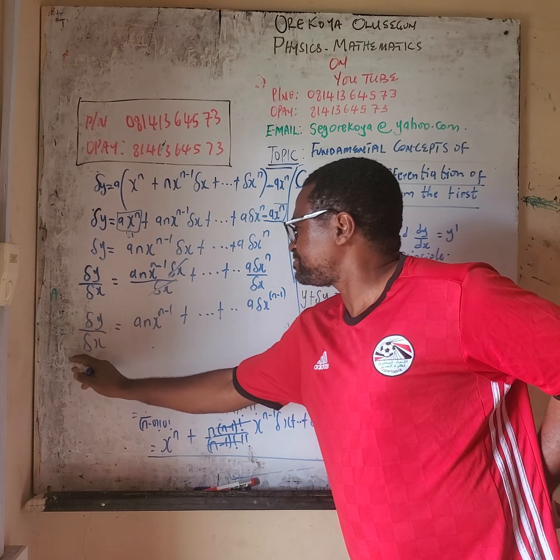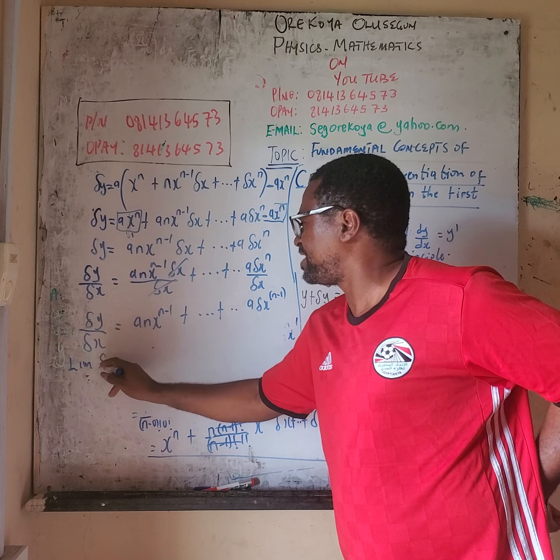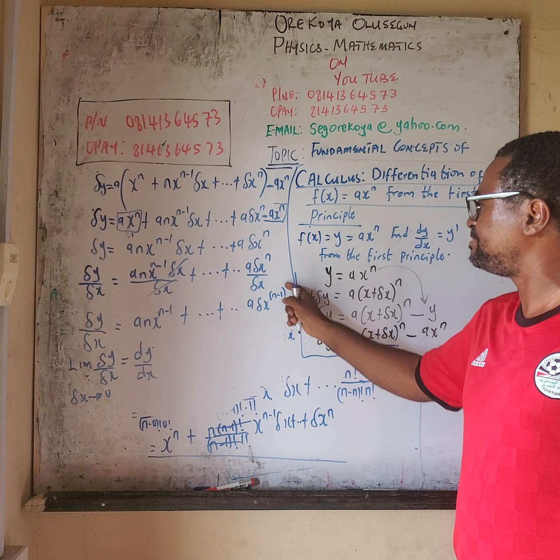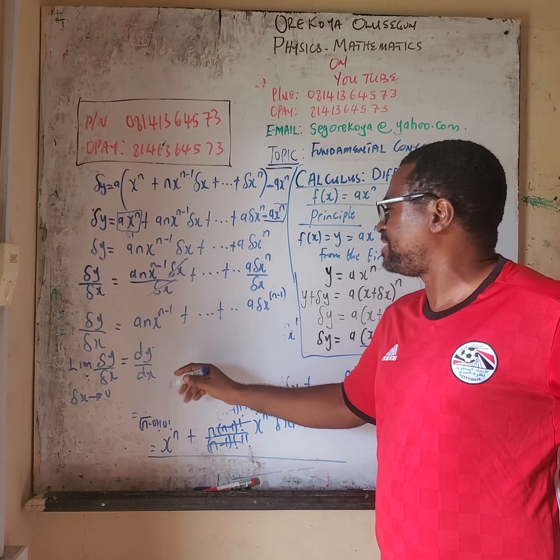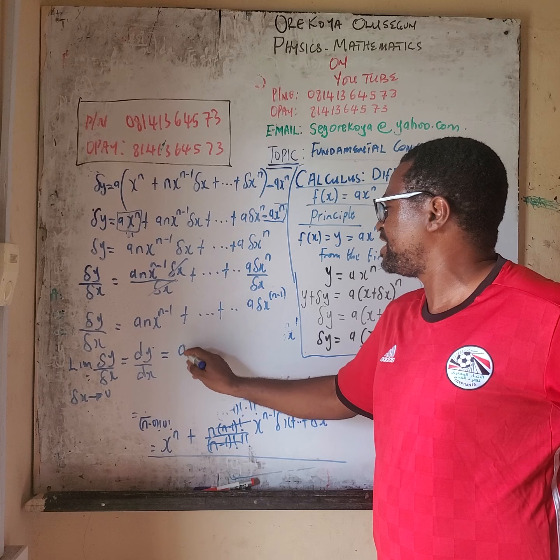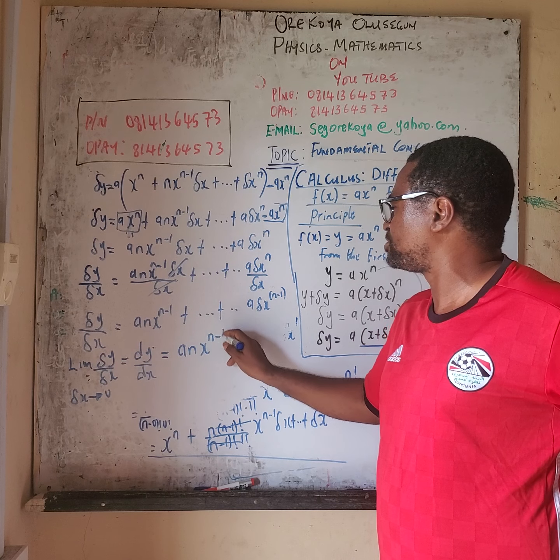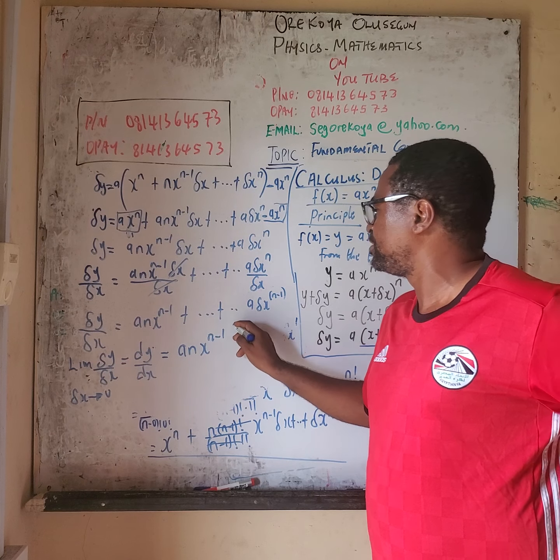Now, the limit of delta y divided by delta x as delta x tends to 0 is called dy dx. Since delta x tends to 0, everything here becomes 0, so we are left with this particular term: an x raised to power n minus 1. That is the derivative we are looking for. So the derivative of y equals ax raised to power n has been derived as dy dx is equal to an x raised to power n minus 1.